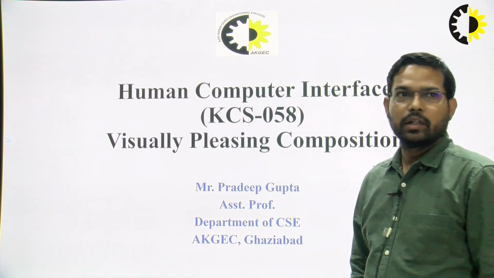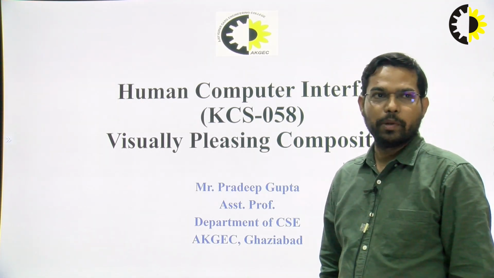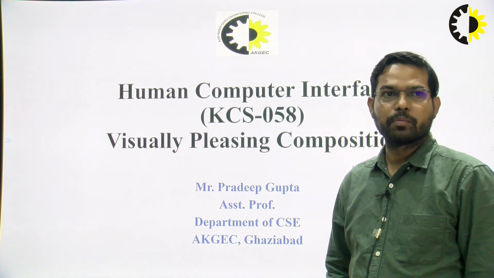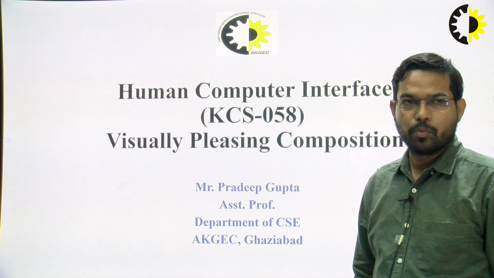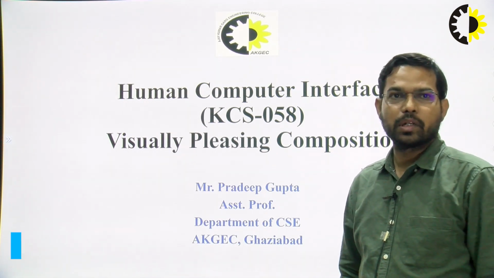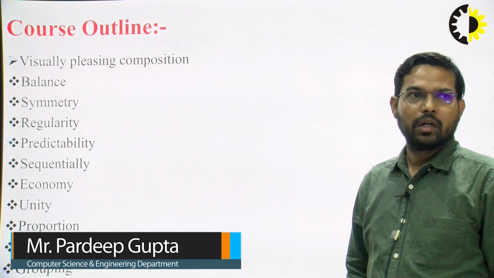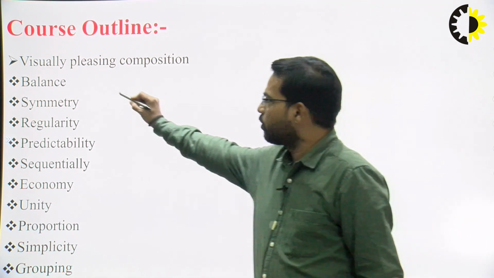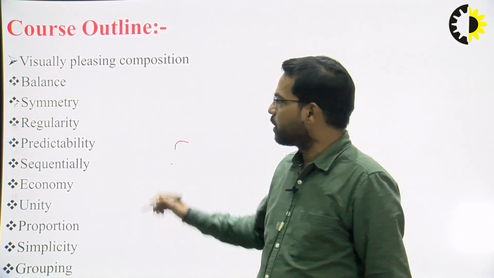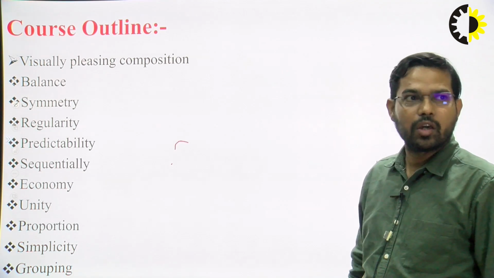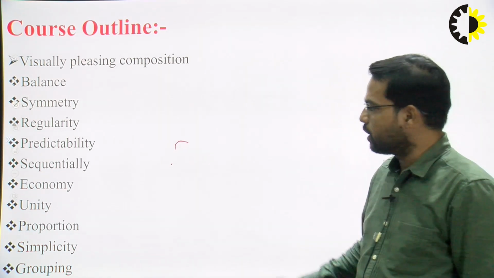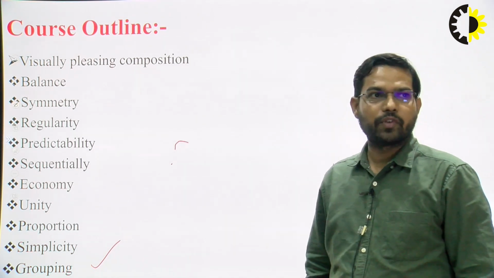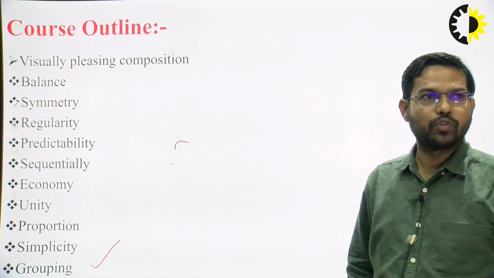Good afternoon all of you, and today we will discuss a new, very interesting topic, and it's a very important topic for examination purposes, and that is visual pleasing composition. This topic is basically used in screen designing. In this topic, different factors are included: first is balance and symmetry, regularity, predictability, sequentiality, economy, unity, proportion, simplicity, and the last one is grouping. So basically, we will talk about the different factors included in visual pleasing composition.